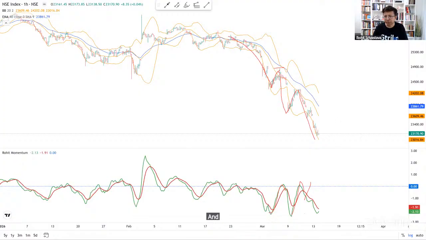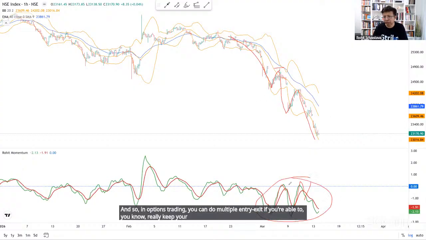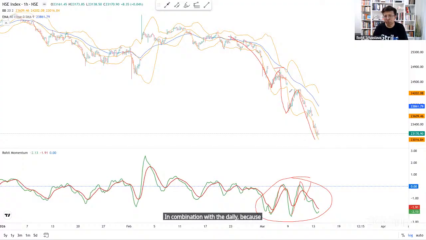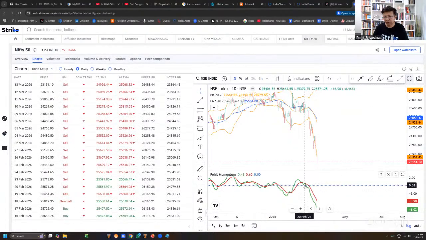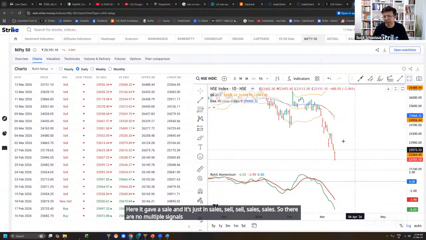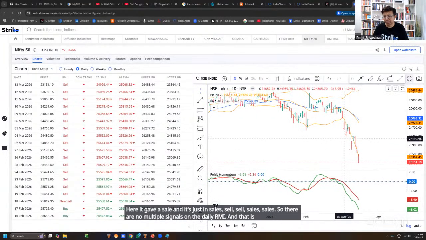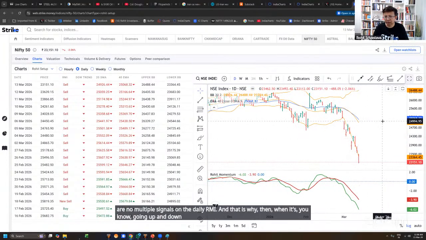And so in options trading, you can do multiple entry exit. If you're able to really keep your eye on the hourly RMI, you will be able to do entry exit multiple times in combination with the daily, because throughout this, the daily RMI is in sell mode, isn't it? Let's look at it. What is the daily RMI doing throughout this period? Here it gave a sell and it's just in sell, sell, sell, sell, sell. So there are no multiple signals on the daily RMI. And that is why, when it's going up and down, we actually look at the hourly.